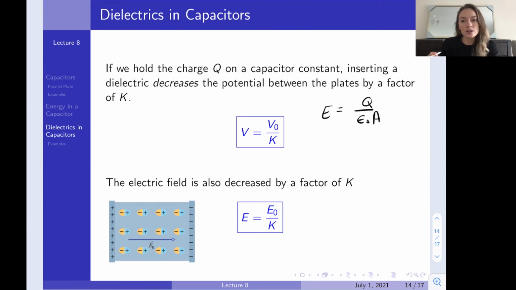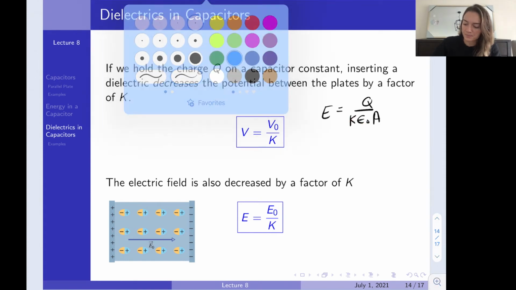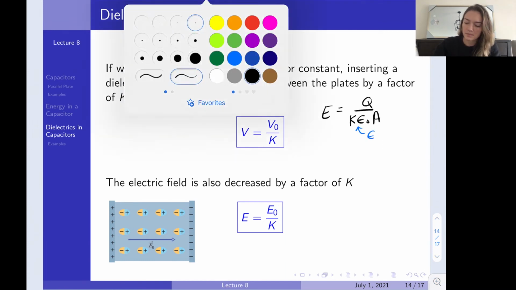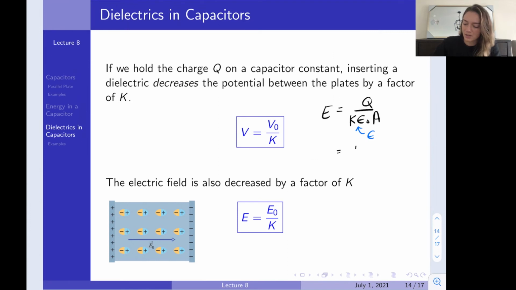Now, if I insert a dielectric here, my electric field becomes Q over A K epsilon naught, right? Where this is epsilon. So now I can see that my electric field actually decreased by an amount K. This was my original electric field here. So now my new electric field is 1 over K times that original electric field. So my electric field decreased by a factor of K, and the same thing happens with the potential.